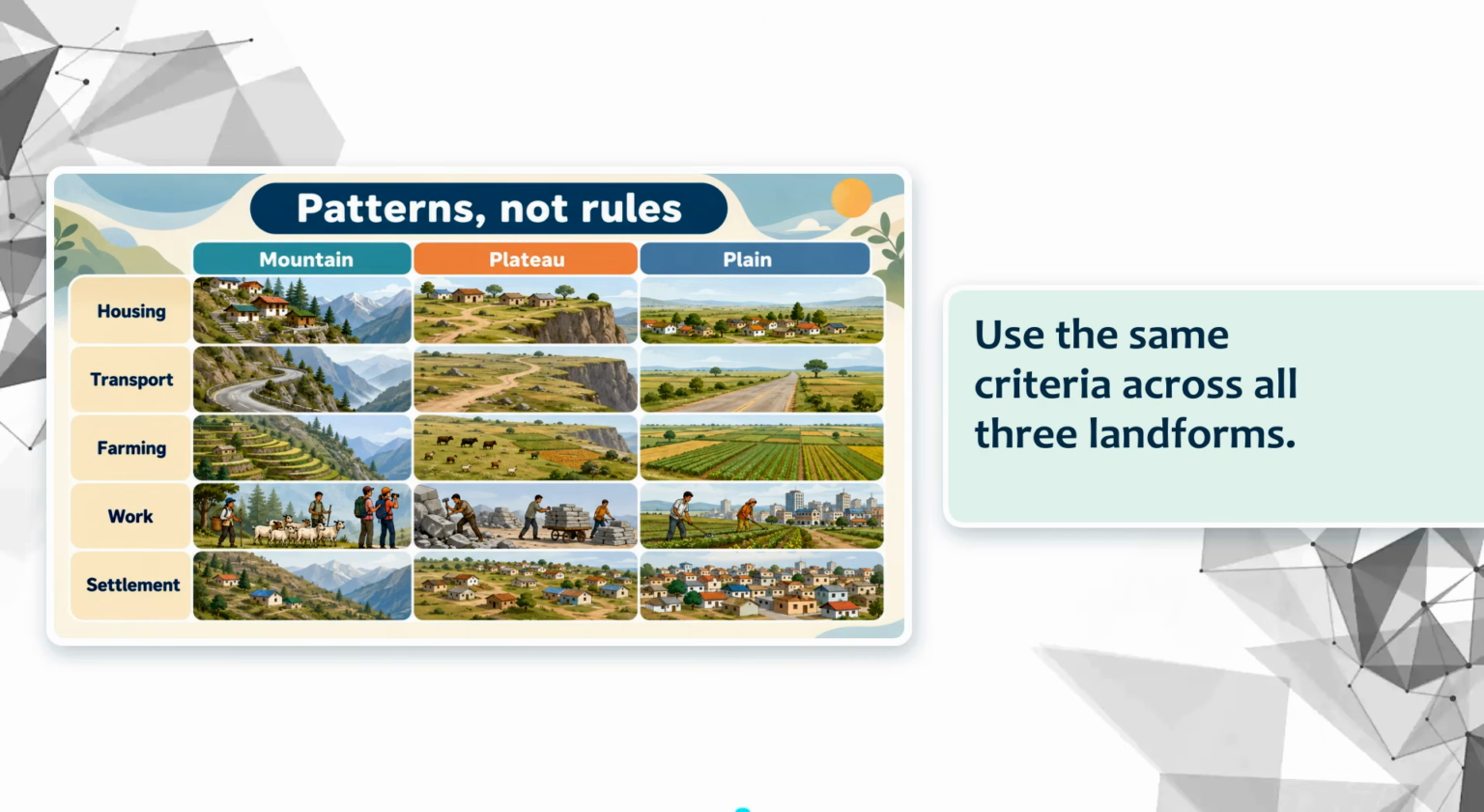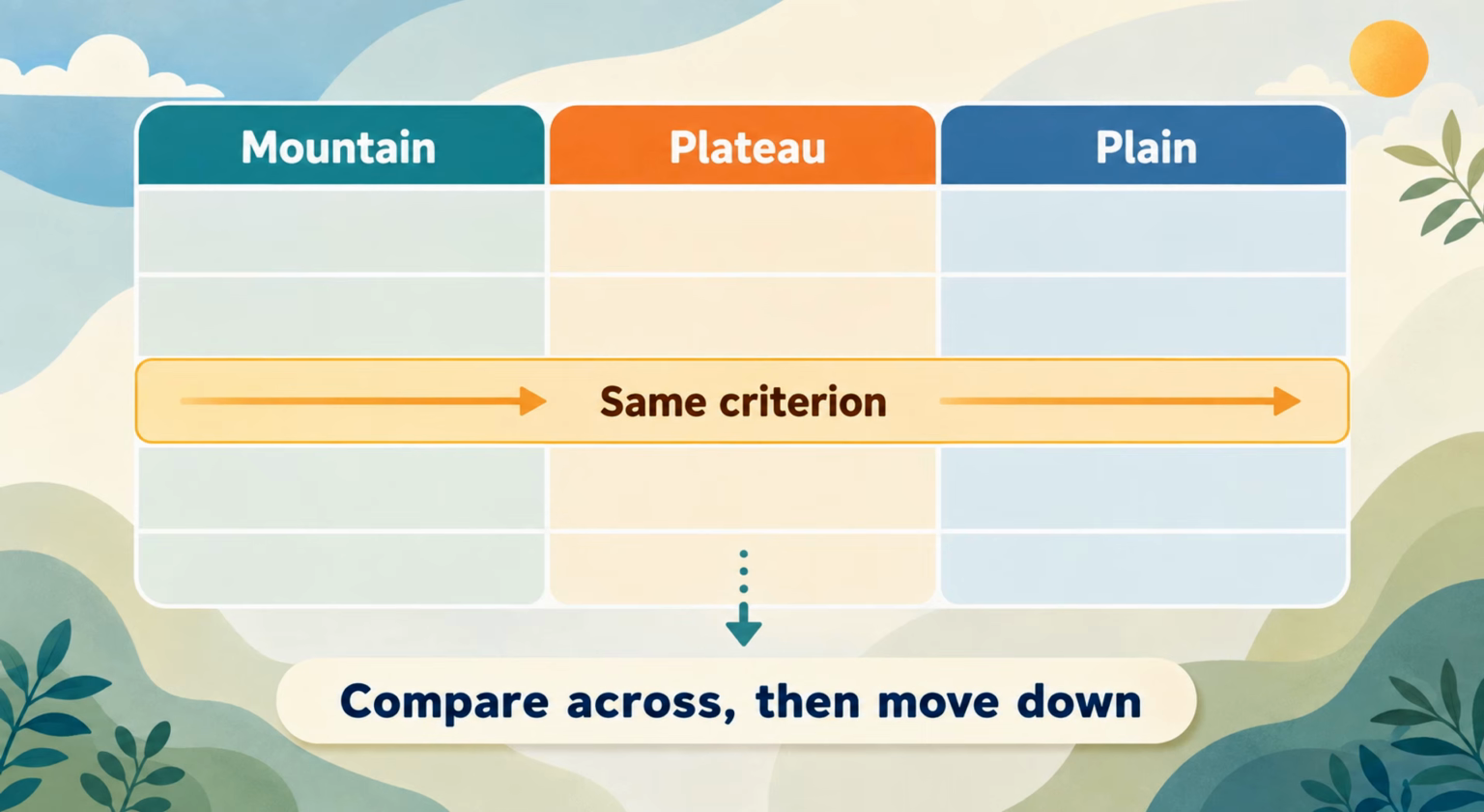The row headings keep the comparison fair. Use the same criteria across all three landforms. Housing, transport, farming, work, and settlement stay aligned. A comparison becomes misleading if we compare transport in one place with farming in another. The table solves that problem by holding the criterion steady across all three columns.